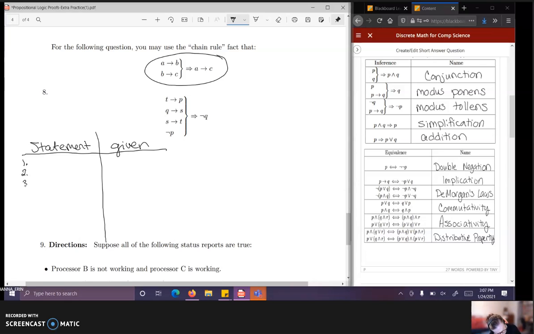So say we have all of these things, so we have a lot of givens here, and I'm going to run out of space if I don't write a little bit small, so I'm going to try to write a little bit smaller here. So we have all those implications, and we want to try to result in not Q.